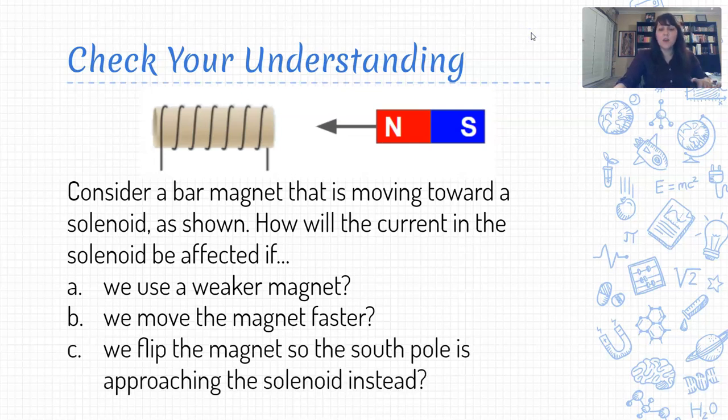Last thing to consider, what if we were to keep everything the same, but we flipped the magnet so that the south pole is approaching the solenoid instead of the north pole? Well, if we flip the magnet, we're going to flip the direction of current as well. So that's a few different things that we can do to play with this current that's being induced.